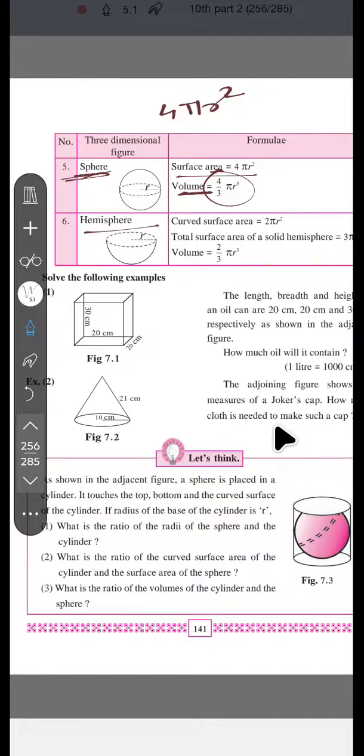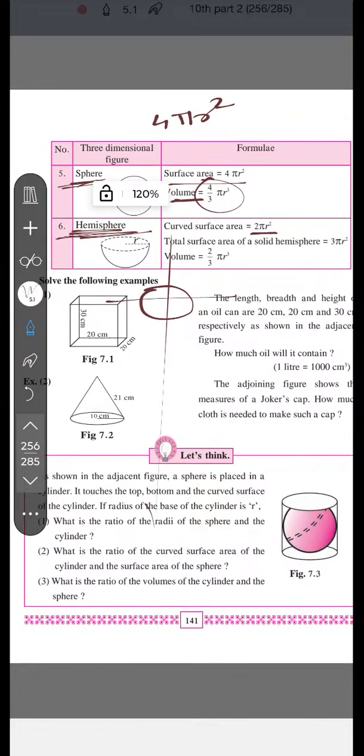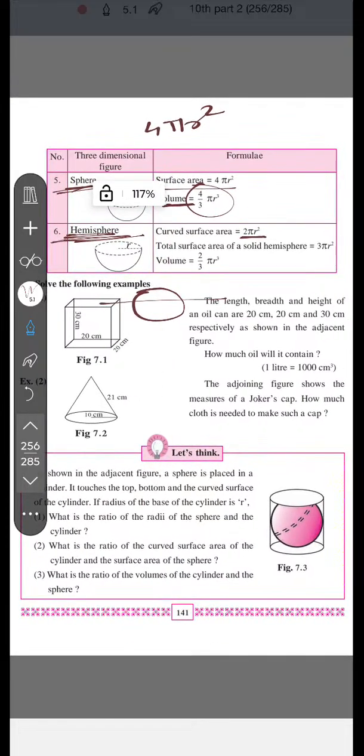And similar thing about hemisphere. Here you can see what a hemisphere is. Simply, if any ball is there and you cut it in the middle, then you will get the shape called a hemisphere. So curved surface area is equal to 2 pi r square. The total surface area of a solid hemisphere, the formula says 3 pi r square, and the volume is equal to 2 upon 3 pi r cube.